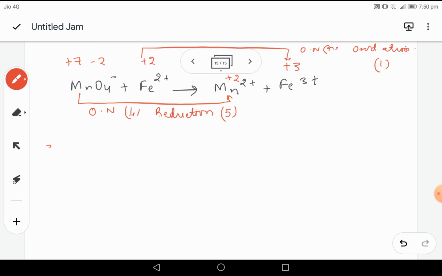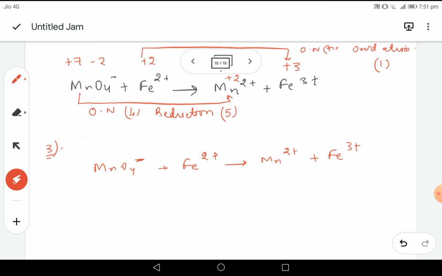Now let us move to step number 3. I request that when we move on to step number 3, we write the equation once again. Why do we write the equation once again? Because we have already done so many things on the previous equation that if we write on the same one, it may create confusion. So I have written the same equation. Now have a look that MnO4 is undergoing reduction.